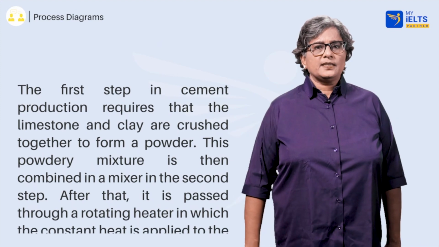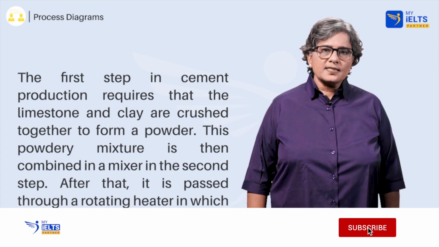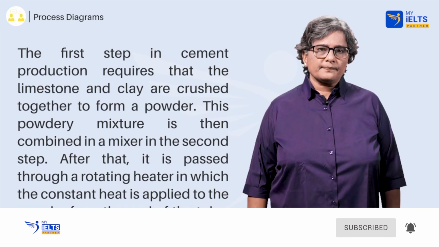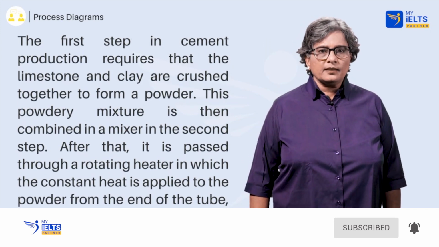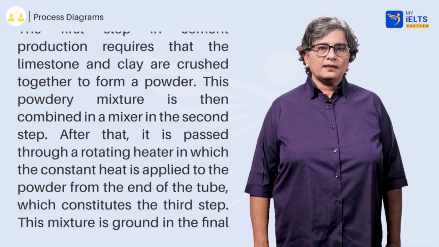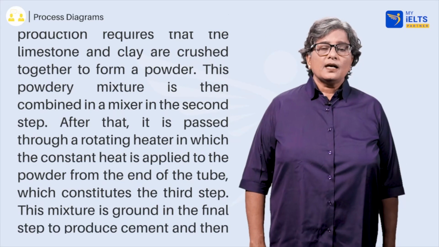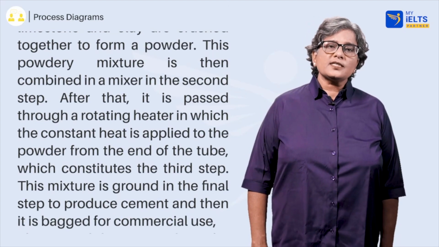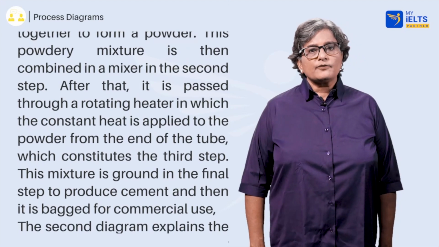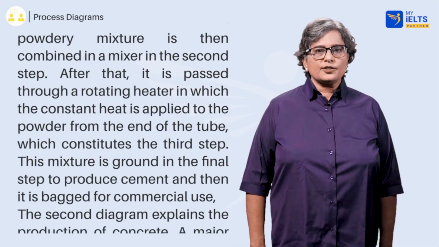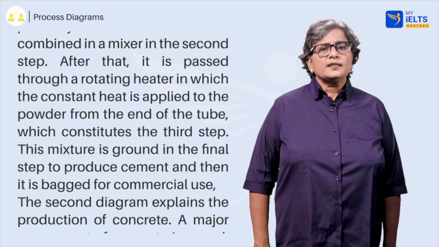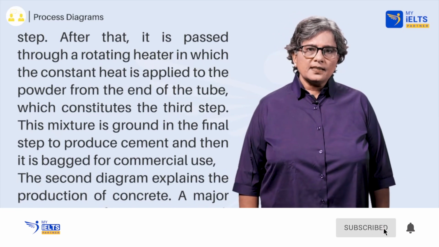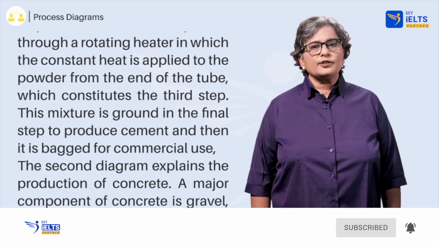The first step in cement production requires that the limestone and clay are crushed together to form a powder. This powdery mixture is then combined in a mixer in the second step. After that, it is passed through a rotating heater in which constant heat is applied to the powder from the end of the tube, which constitutes the third step. This mixture is ground in the final step to produce cement, and then it is bagged for commercial use.